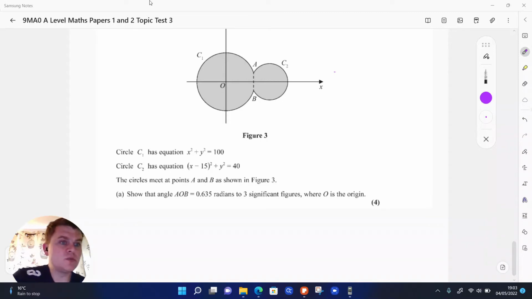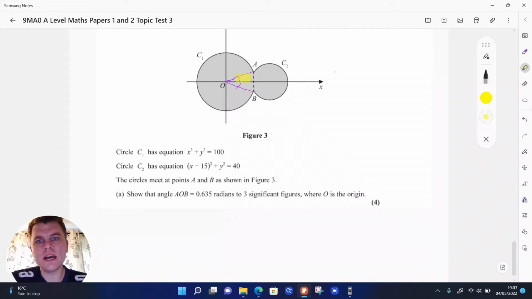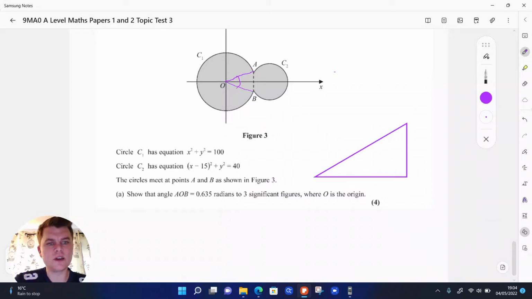Okay, so a good thing to start off with is let's just have a little look to see what that one represents. So it's actually this angle here. There's a number of different ways of doing this, but I think the most sensible way would be to actually consider the right-angled triangle that is in here. I'm just going to redraw that so we can see what that triangle looks like.